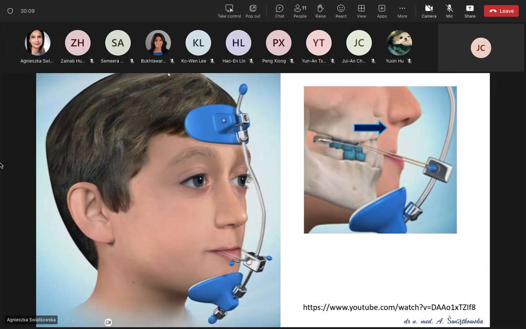So we use face mask. Face mask, this is a petite face mask, is, as I told you, an extraoral removable appliance. This appliance is connected with the appliance which is in the patient's mouth, fixed by elastics. So we connect this part of the appliance with the hooks on the intraoral appliance.